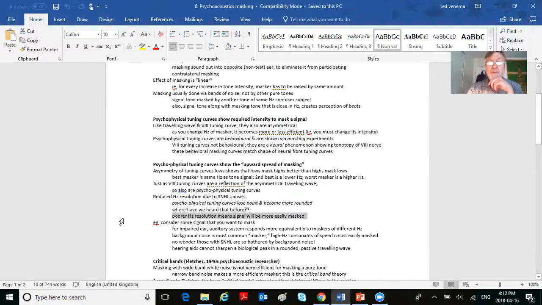So consider some signal that you want to mask, for example. For an impaired ear, the auditory system responds more equivalently to maskers of different frequencies. Background noise is the most common masker. High-frequency consonants of speech are most easily masked. No wonder those with sensory neural hearing loss are so bothered by background noise. Hearing aids cannot sharpen a biological peak in a rounded, passive, traveling wave.